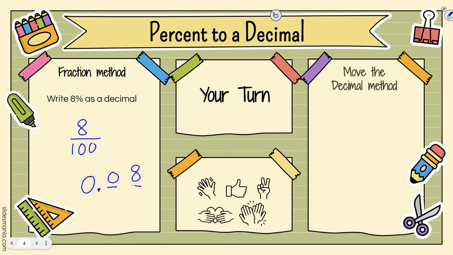All right, number 2, you're going to do this one again on your own. Write 2% as a decimal, and this time you may use the move the decimal method.